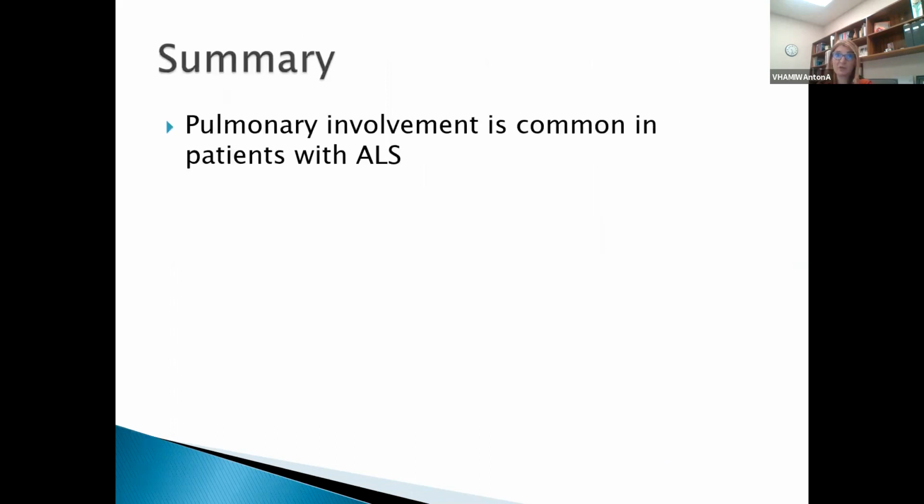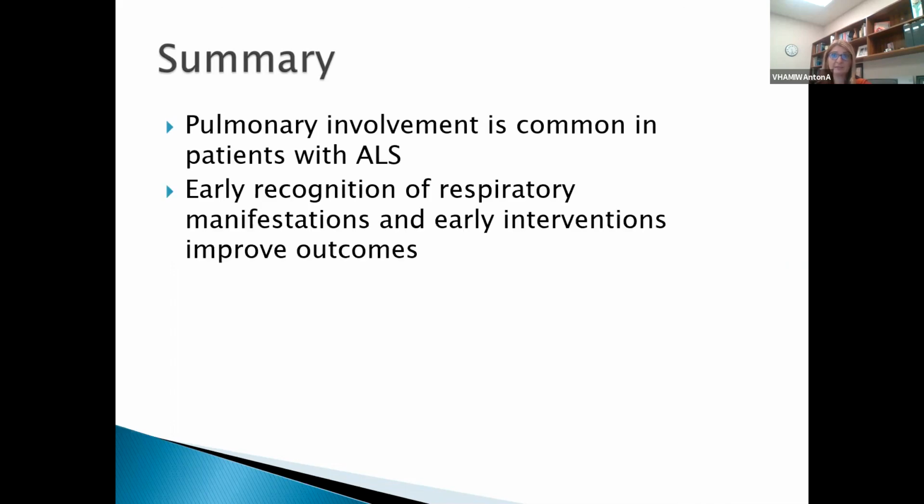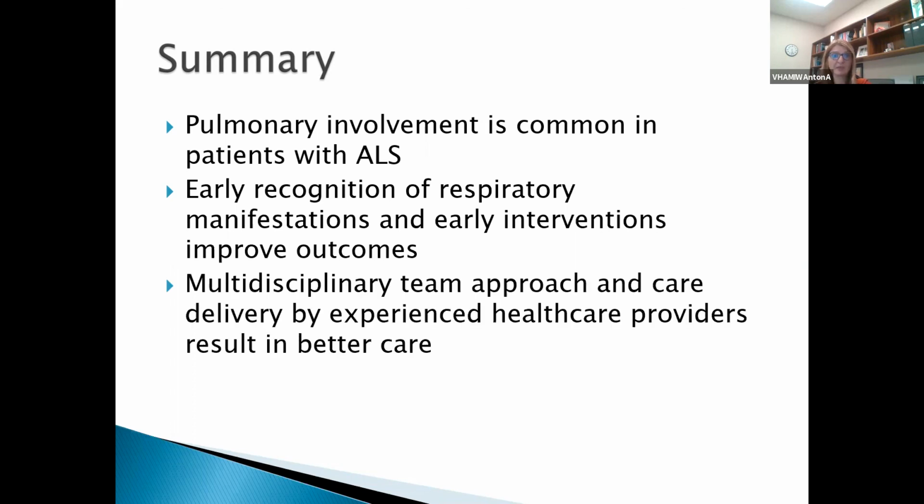So in summary, pulmonary involvement is common in patients with ALS. Early recognition of respiratory symptoms and early intervention improve outcomes, and that is the power of a team. And the outcomes of patients with ALS who are cared for by multidisciplinary teams are better.